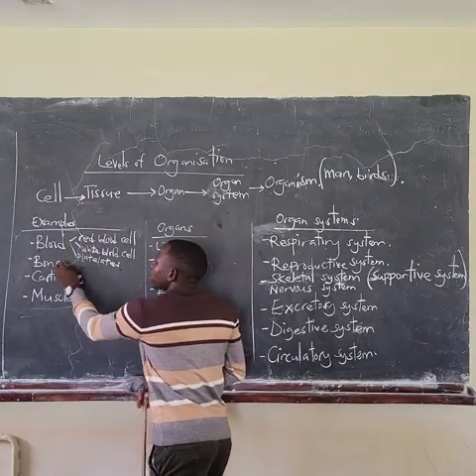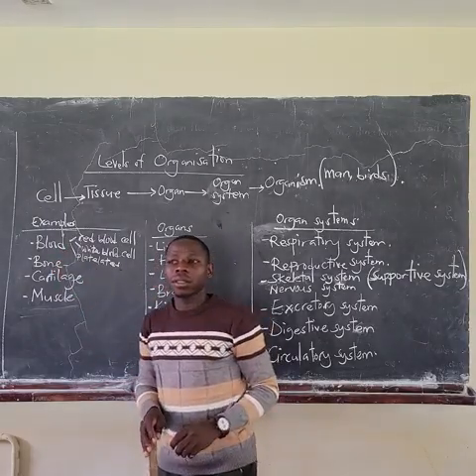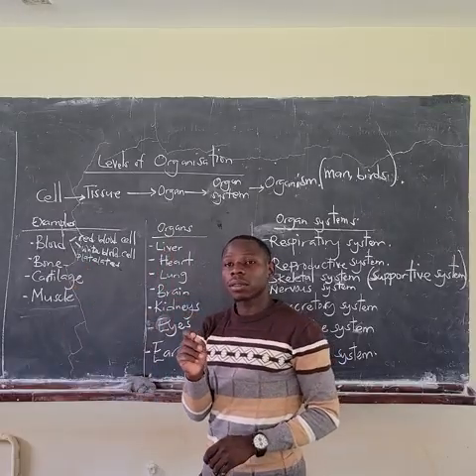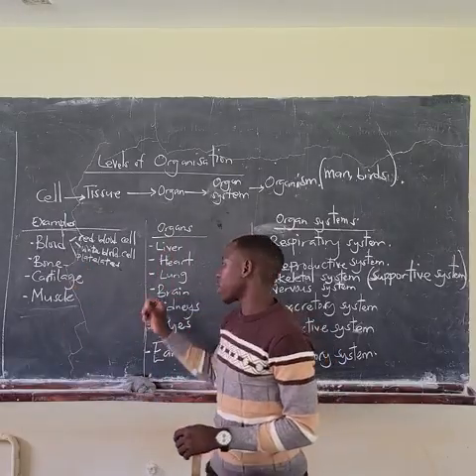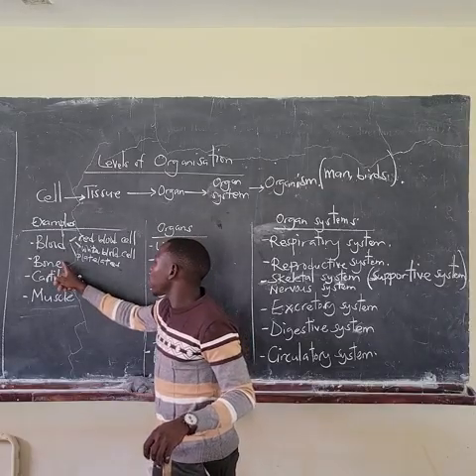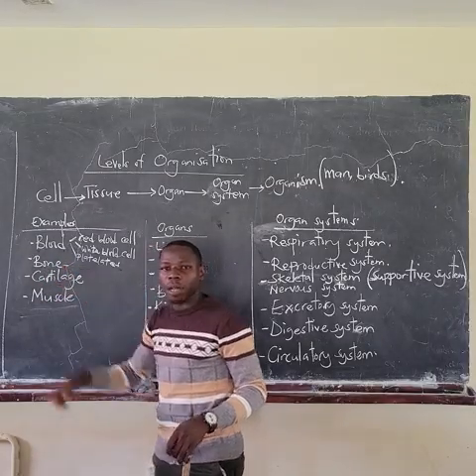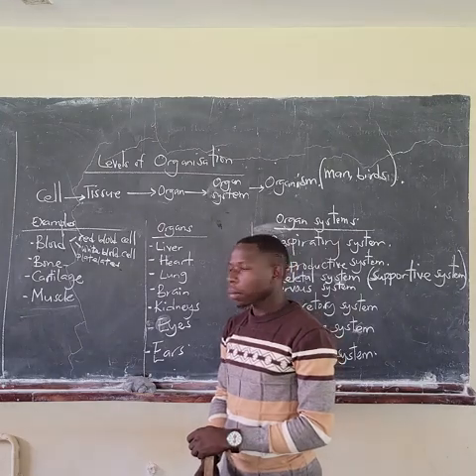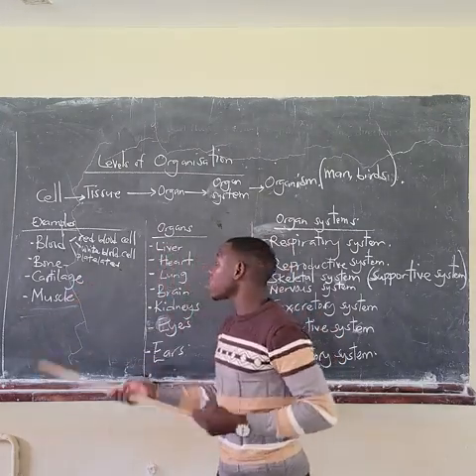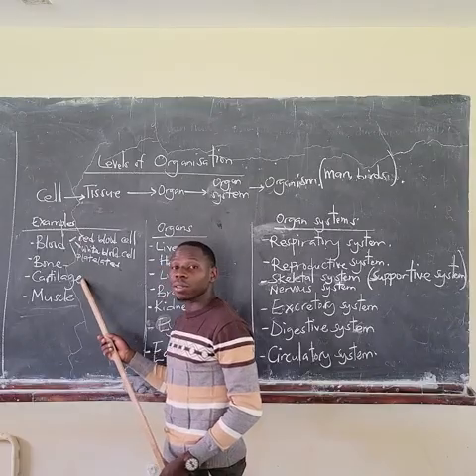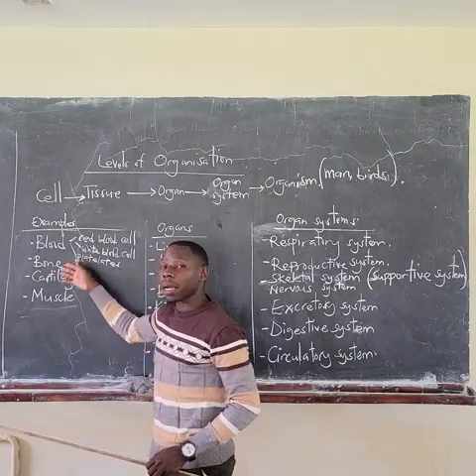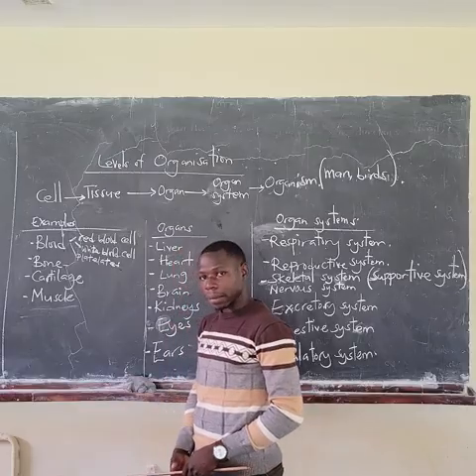We have bone. A bone or bone tissue is formed by cells of the bone, and these are called osteocytes. Cells join up to form what we are calling the bone. Then the cartilage. A cartilage is also a tissue. It is formed by cells of the cartilage. So very many cells join up to form what we are calling a cartilage.